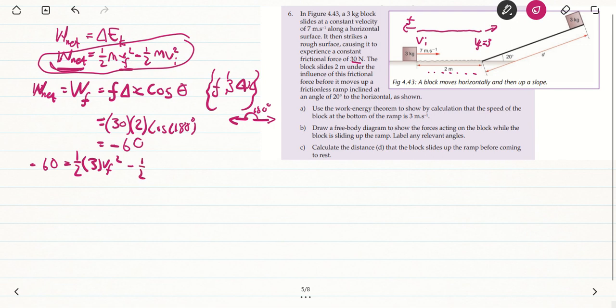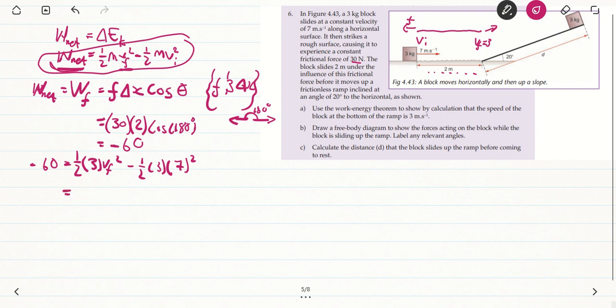Multiplied by 1 over 2, multiplied by the mass, which is given again, and V initial is 7 meters per second. And remember, this is a scalar quantity, and we also have a square on top. So even if you put that as a negative, as -7, it would still come out as positive 49. So it really doesn't matter.